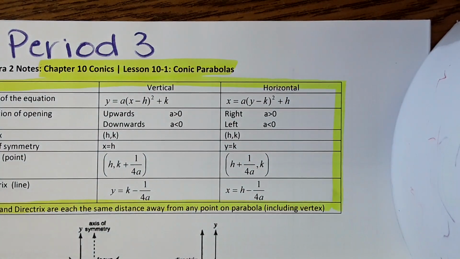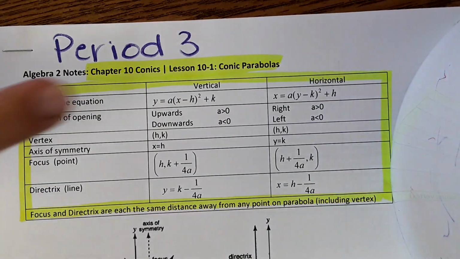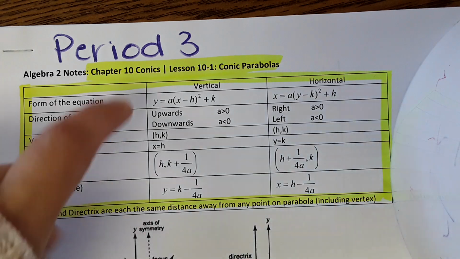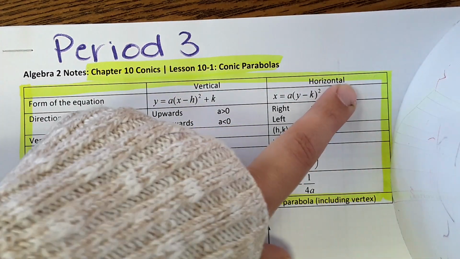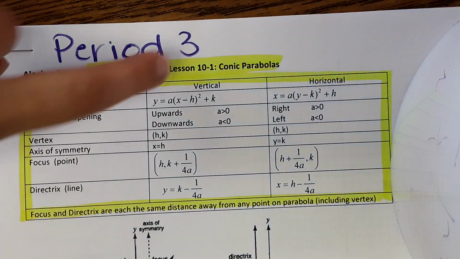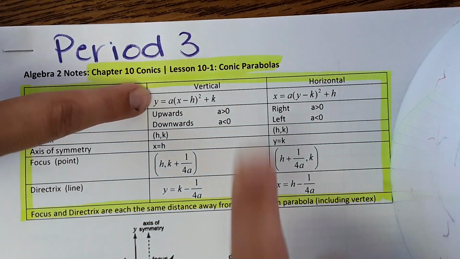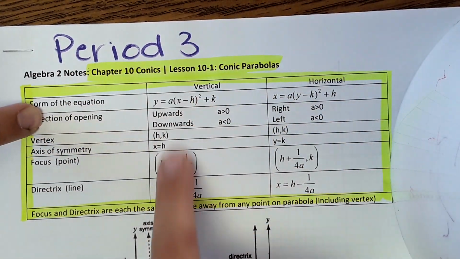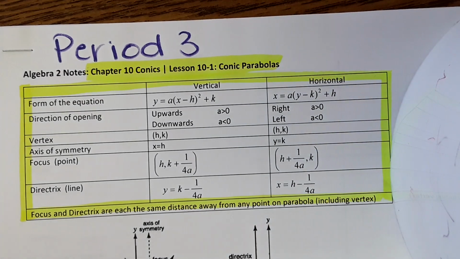So we're introducing conic parabolas. These are the instructions for what we're doing. We're either going to have vertical parabolas or horizontal. So we're going to identify right from the start whether it's vertical or horizontal, and then based on that, we use these instructions to figure out all the other data, and then we put the data on the graph.